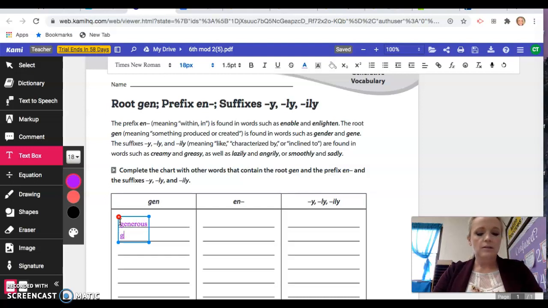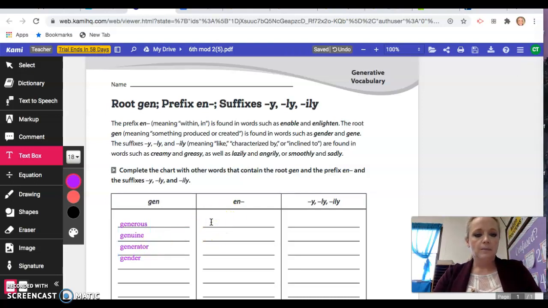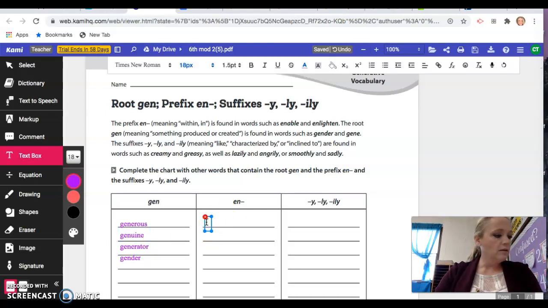We used generous, genuine, generator. I think we had other ones, but I can't remember what they were. Just to have a few would be good for me. I think we put gender up there again. For en, we had enable, endanger, endure, enjoy.